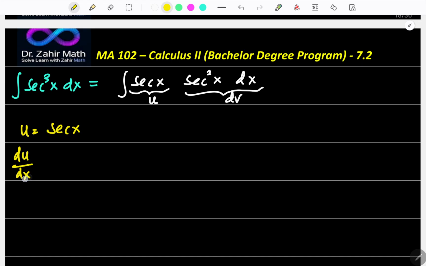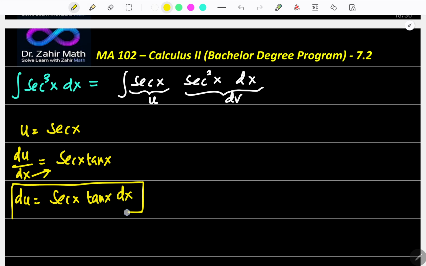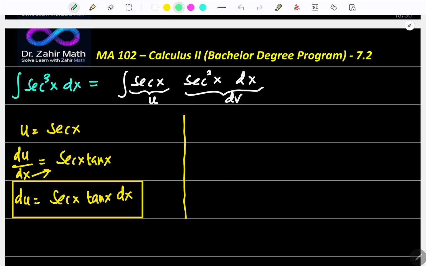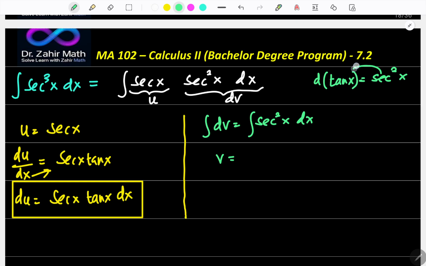What is du divided by dx? Derivative of secant x is secant x tan x, right? So du is equal to secant x tan x, and then cross multiply, dx will come. Clear? Right, ready. Then on the next side you are going to find dv is equal to secant square x dx. Integrate dv, you will get v. The derivative of tan x is secant square x, right? Secant square x integration is tan x.